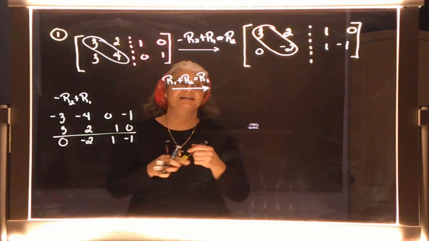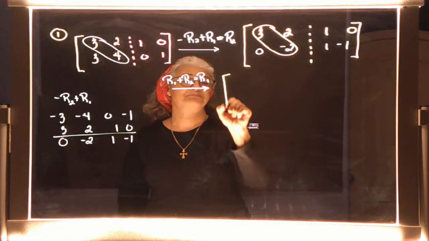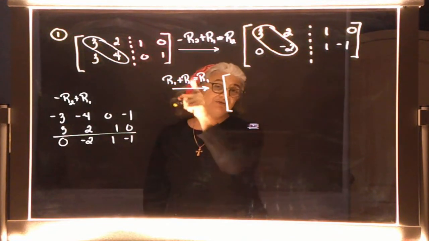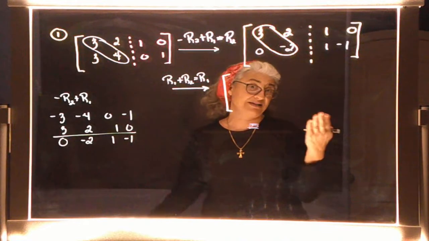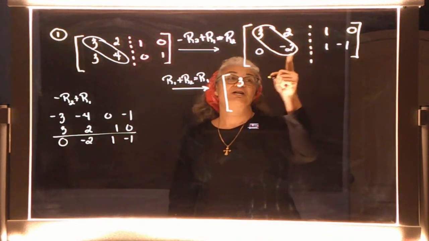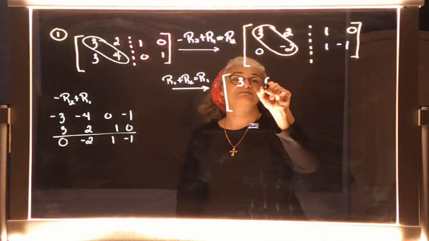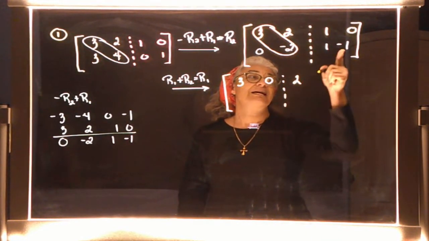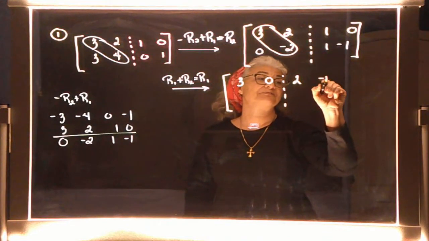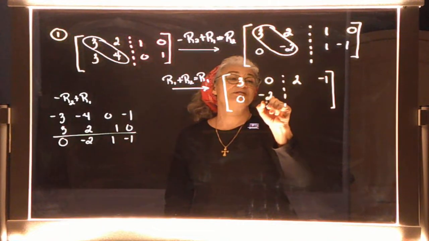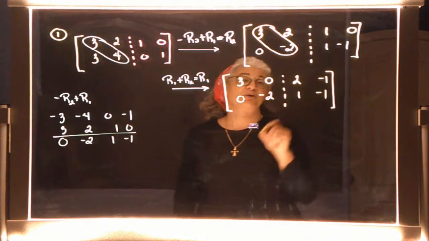Okay, and let's see. Row 1 is where my answer is supposed to be, so I guess I need to do this addition work before I write it down. So 0 plus 3, negative 2 plus 2, 1 plus 1, and negative 1 plus 0. Good. I'm not trying to get a 0 in the second row, so I'm just going to rewrite it.